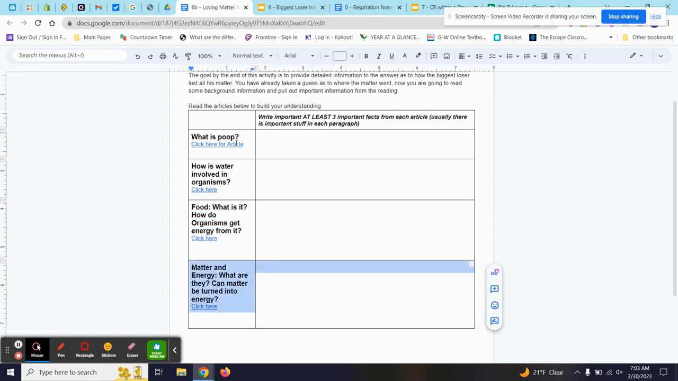Okay, so you're going to read the article. You're going to pull at least 3 things from here. There is going to be more than 3 things in there, but you're at least going to do 3 things in each one. Again, this will be the short answer of your quiz for this unit. So by reading these articles very carefully and pulling in good information, you'll have more information to write on the short answer part of your quiz. Okay.